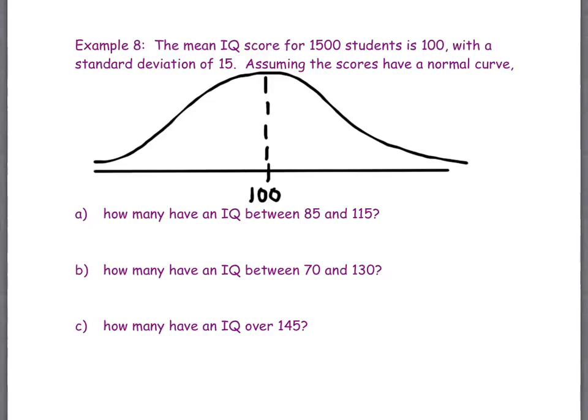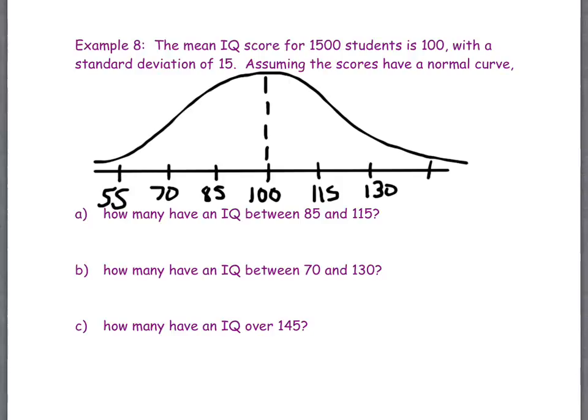100, right? Standard deviation is 15. So we need to go one standard deviation out, first of all, to what values? 85 and 115. Okay, let's do it again. One more standard deviation out. Where would that put us? 70 and 130.